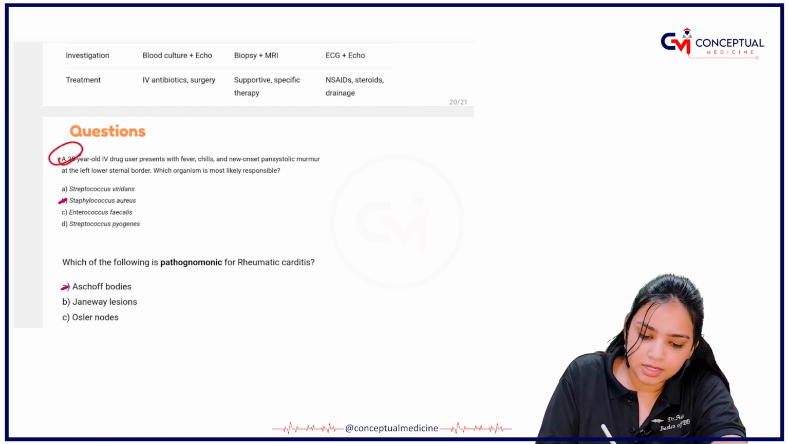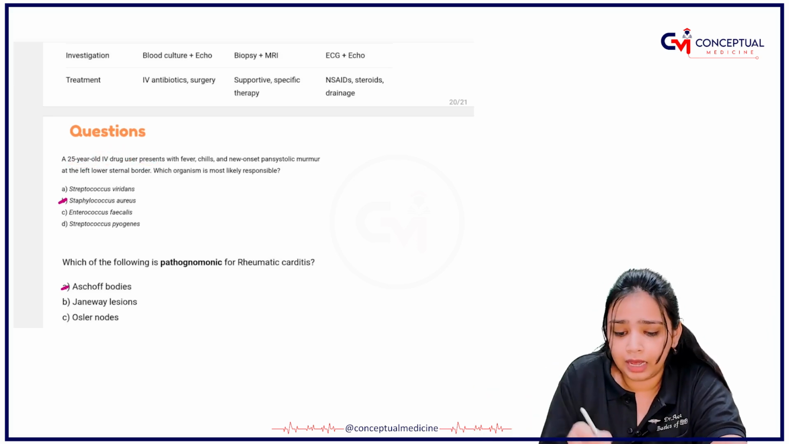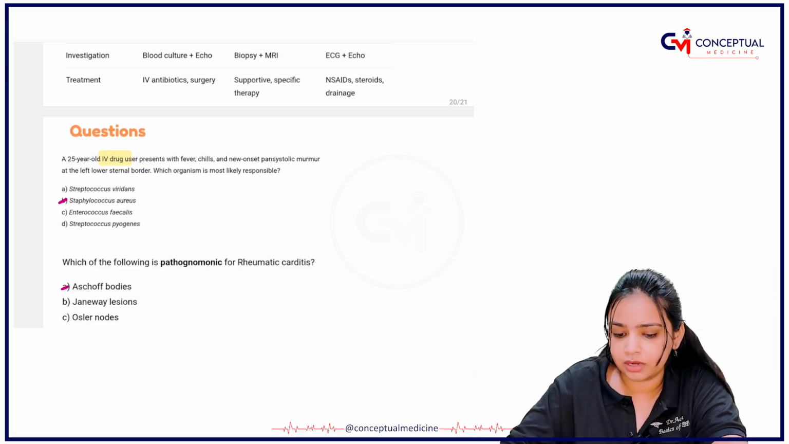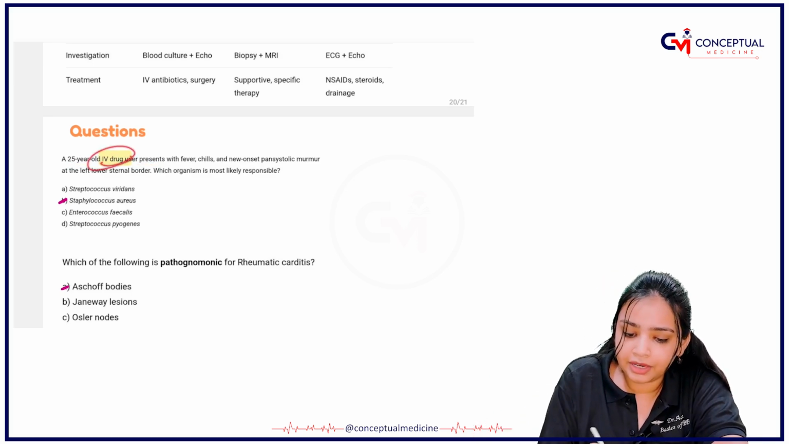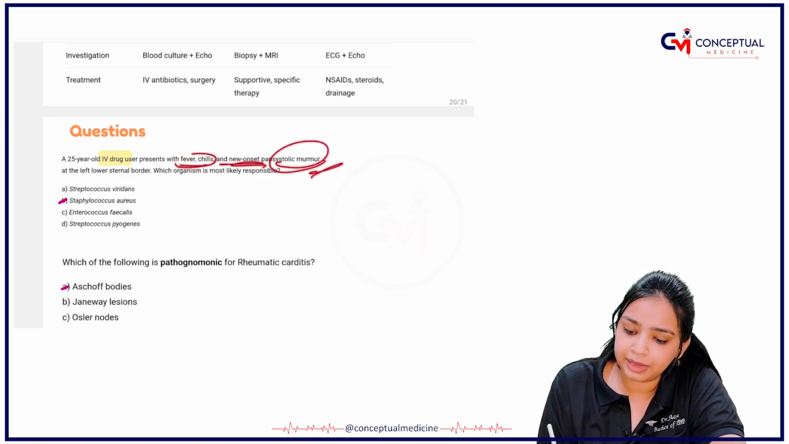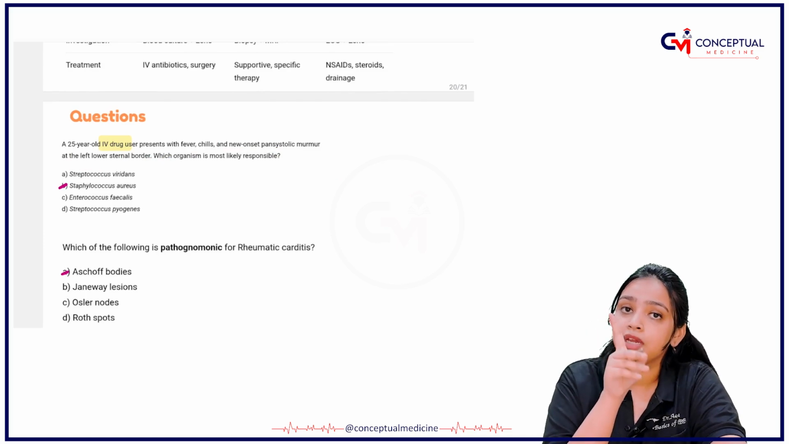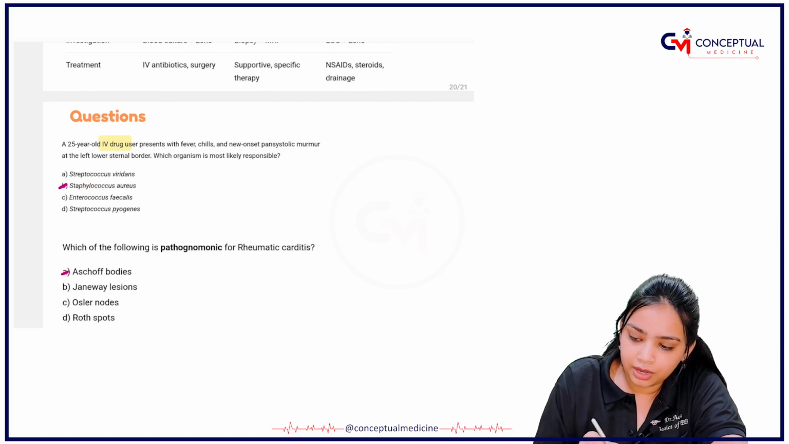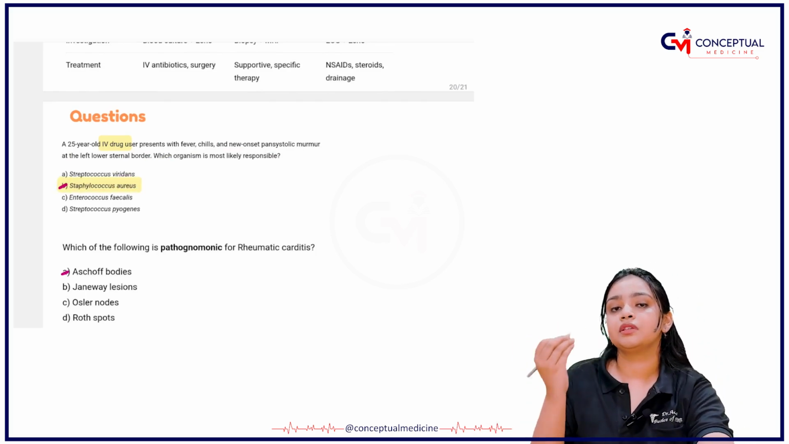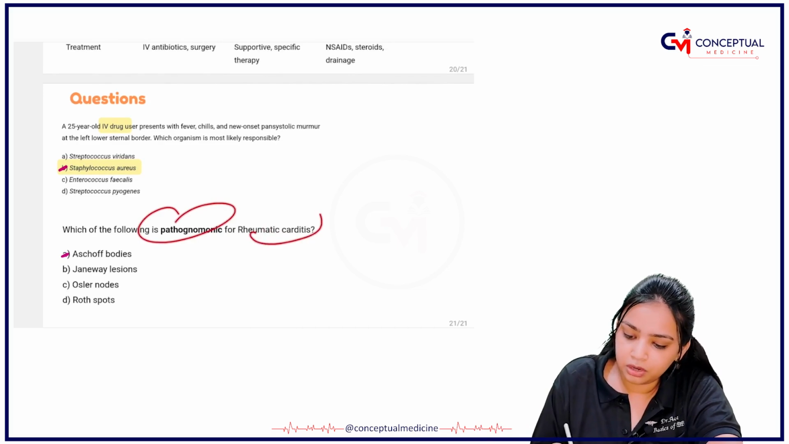The first question, although the answers are mentioned: there is a 25-year-old IV drug user. I have already told you, they will give you this in your case scenario, IV drug user, which is a very important hint in your question. He presents with fever, chills and new onset pansystolic murmur at the left lower sternal border. Which organism is responsible for this? It is a case of infective endocarditis, and the organism responsible is Staphylococcus aureus. S. aureus is responsible.